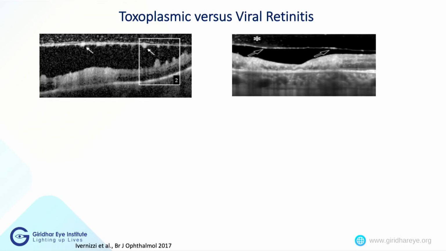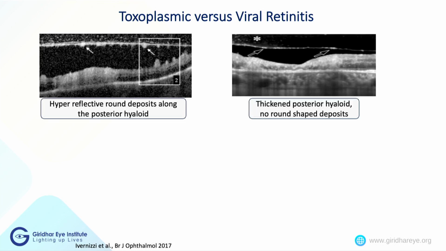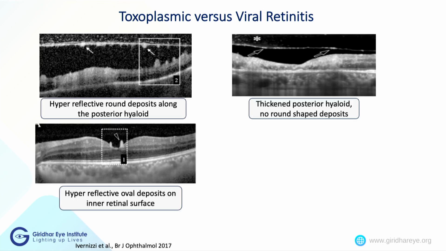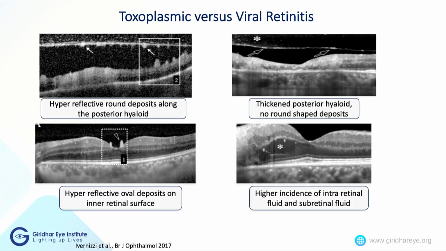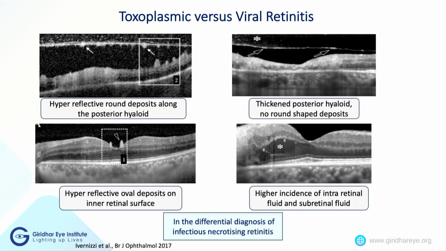There are some more differences. In toxo, we see characteristic round deposits along the posterior hyaloid, which are usually not seen in viral, and hyperreflective deposits on the inner retinal surface in toxo, whereas there is more chance of IRF and SRF in viral. See, these are not 100%, but these are points which will help us to make a differentiation.